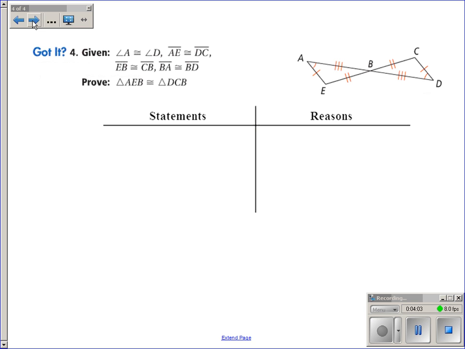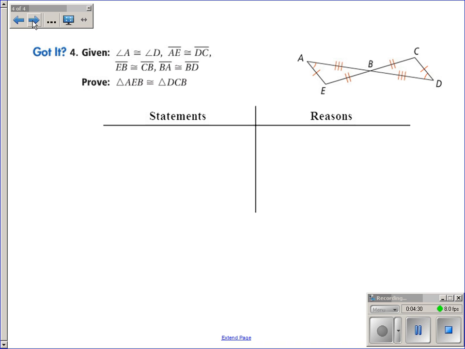Okay, in the last got it question, we're actually doing a proof. Now, in the past, in the last couple of chapters, proofs have been kind of a nice to know for tests and quizzes and things. In chapter 4, proofs are a need to know. You will need to be able to prove that triangles are congruent. Okay, so in section 4-1, we're looking at using the definition of congruent to prove that triangles are congruent.